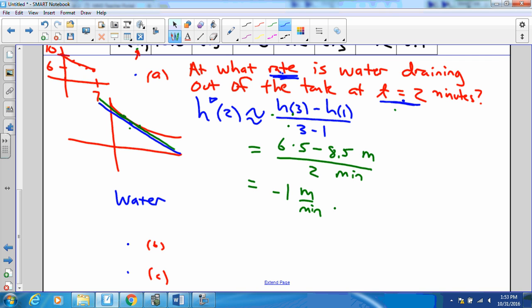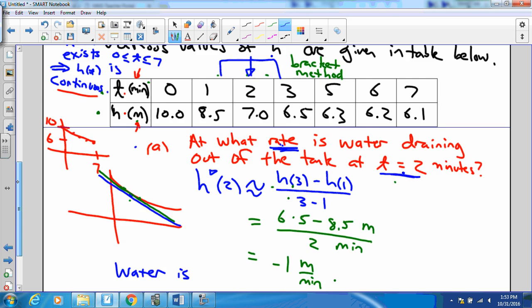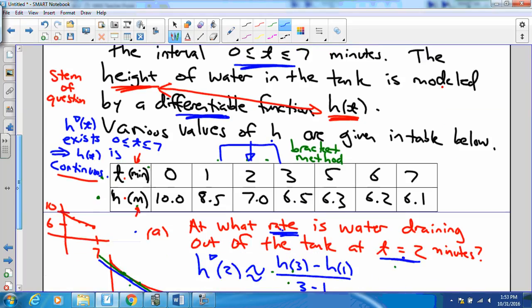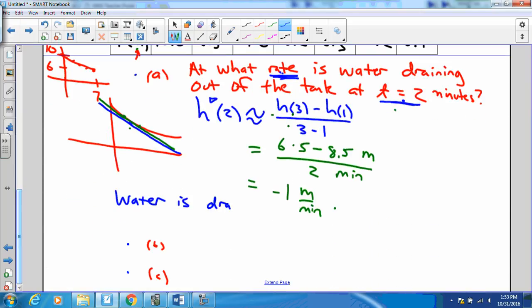So here's how this looks. We're going to interpret this by saying the water is, and here I'm going to use the language of the problem, the water is draining out. The reason I use that language is that that's the language they provided to me. So that makes it easy. Whatever language they use, that's the language I use. At a rate of 1 meter per minute.